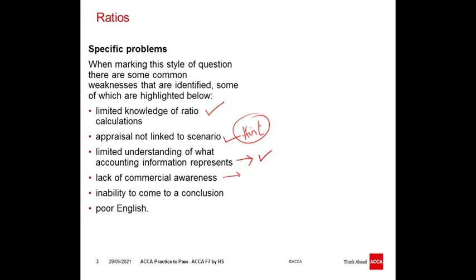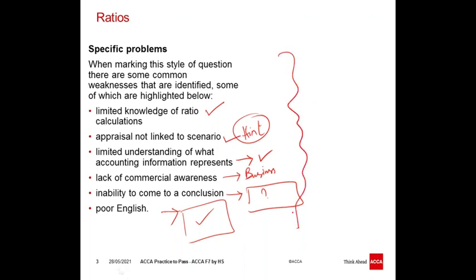Lack of commercial awareness like business sense, inability to come to the conclusion, and the last but not the least, the poor English. So these are the factors that you should keep in your mind before preparing for the ratios.